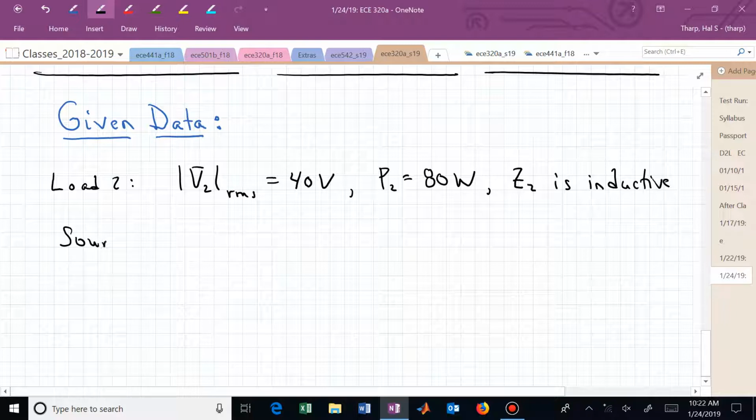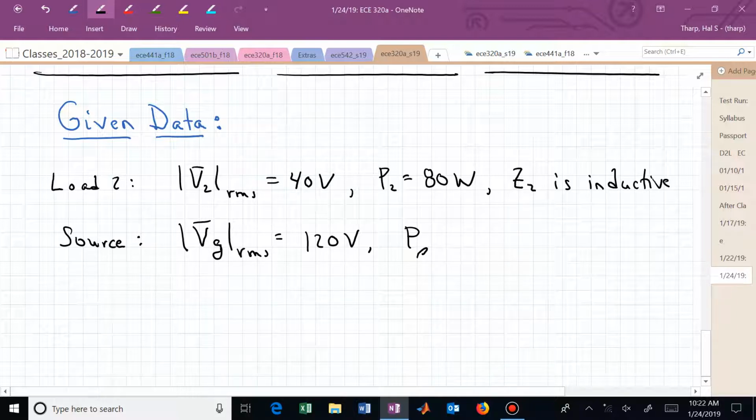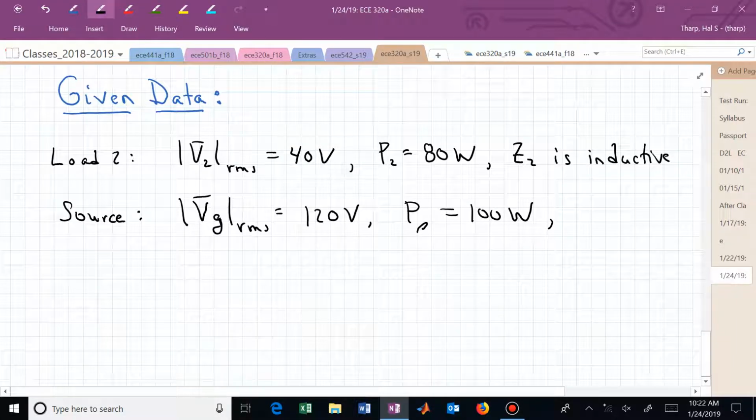The other data that we were given was concerned with the source. In this case, we were told that its voltage magnitude using RMS units was 120 volts. We were also told the power of the source. Maybe that's the generator, which is where the G comes from on V sub G. The real source power was given as 100 watts. And we also know that the total impedance of our system was inductive.